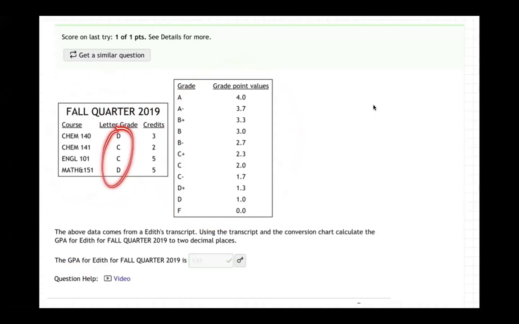A quarter. She had 2 D's and 2 C's. She got a D in chemistry, a 3-unit class, a C in another chemistry, a 2-unit class, a C in a 5-unit, and a D in a 5-unit. So how do we calculate the GPA?